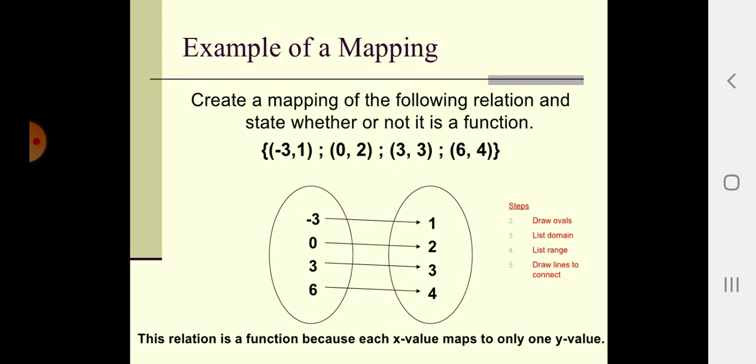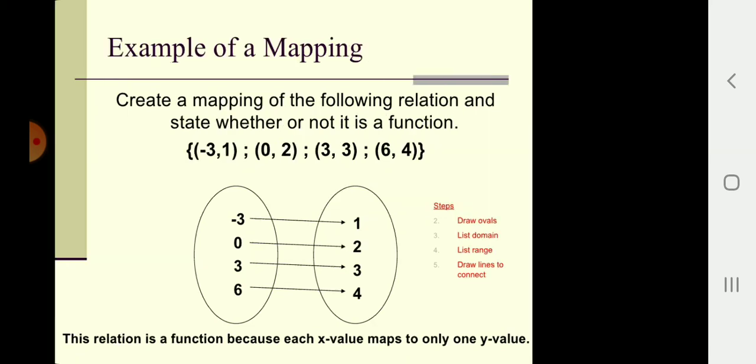There are four steps to draw the ovals. Number 1, draw the ovals. Number 2, list the domain. Number 3, list the range. Number 4, draw lines to connect. So this relation is a function because its x values map to only one y value.